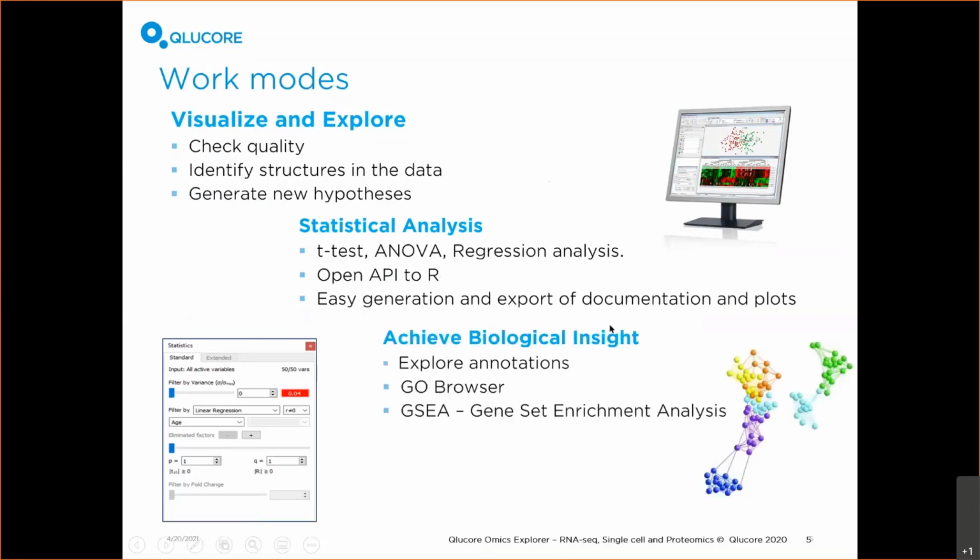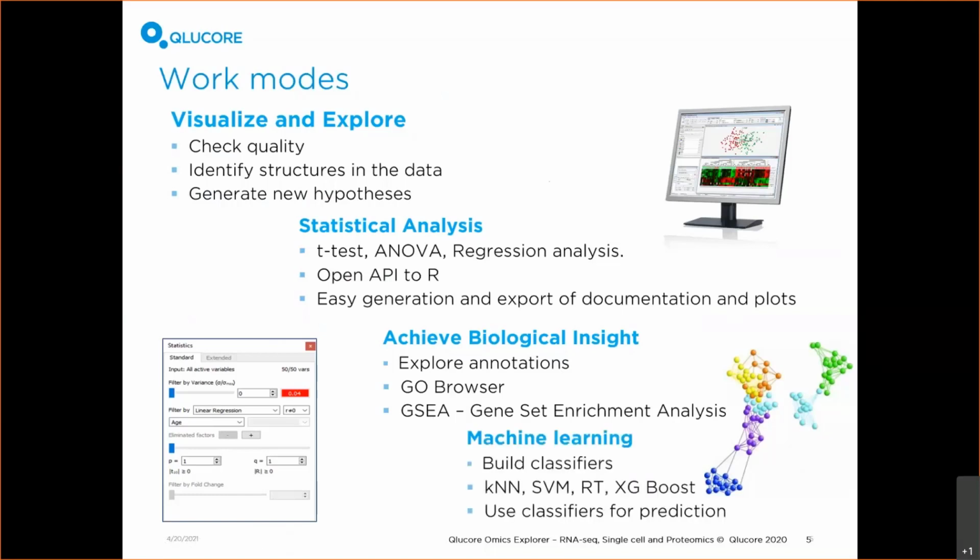Once you have found a list of interesting genes, proteins, or metabolites, you can, for instance, use the built-in gene set enrichment analysis to perform pathway analysis. And if you have a data set with very strong and clear signals, you can use that to build a classifier using the built-in machine learning algorithms: KNN, support vector machines, random trees, or XGBoost. Then you can use the classifier for prediction of the same groups in a new data set.